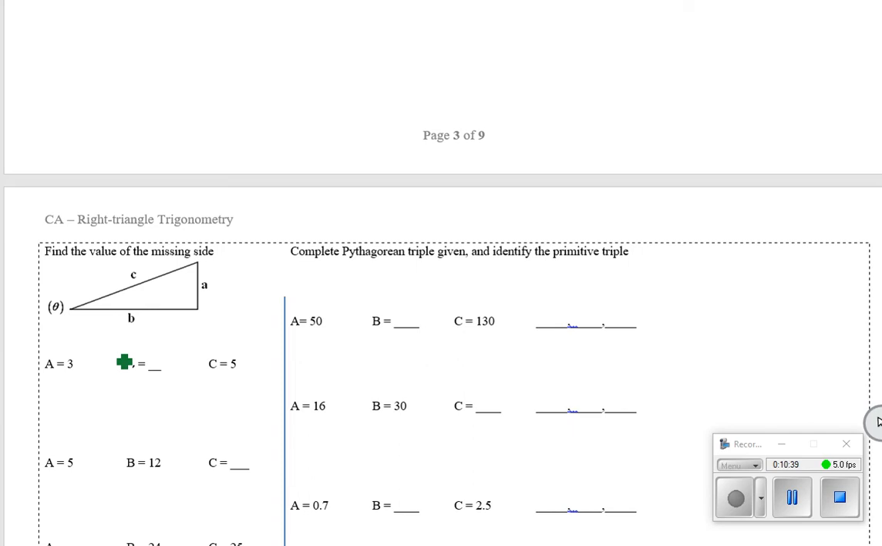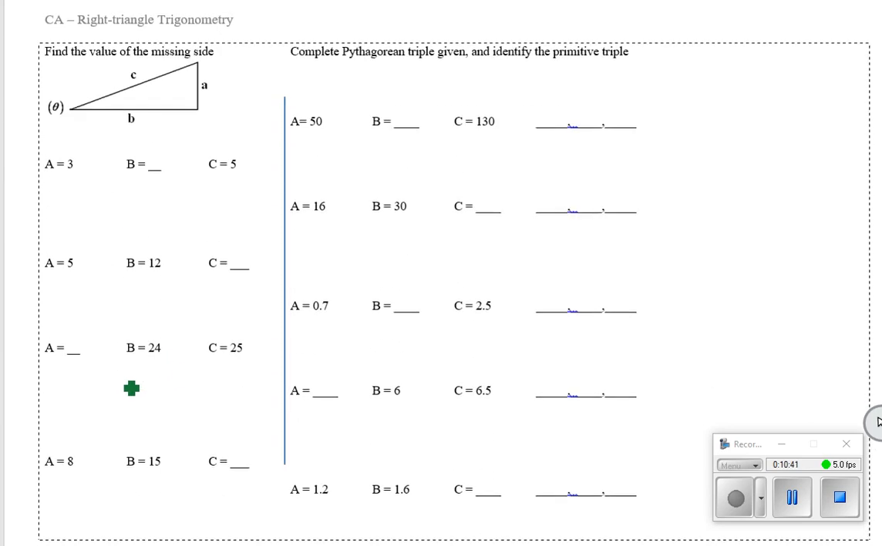All right. The last step before we review. If A is 3, the square is 9. If C is 5, the square is 25. And if these two squares have to equal that square, that means that this square is 16, so the length is 4. That's what we call a Pythagorean triple, a set of whole numbers that fit the a squared plus b squared equals c squared pattern.